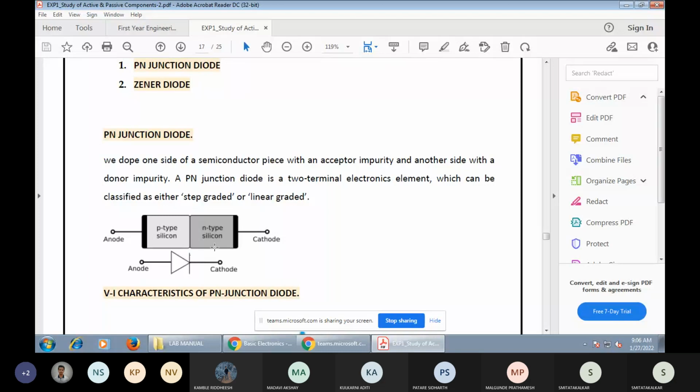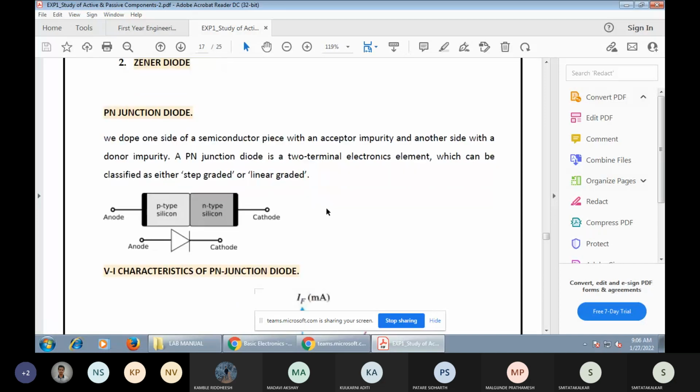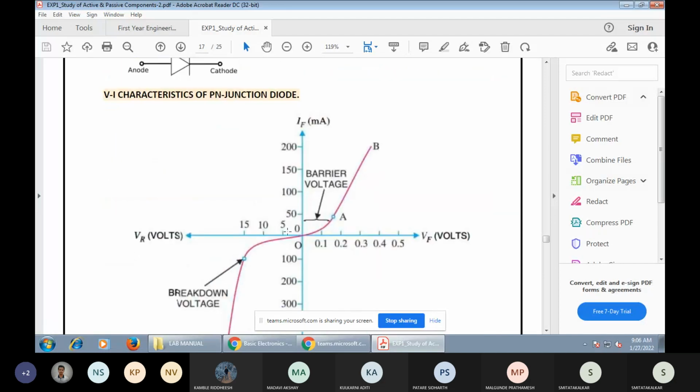Once the junction is formed, all the electrons and holes combine through recombination at the junction, and this builds up the barrier potential voltage: 0 volt, 0.1 volt, 0.2 volt, 0.3 volt. According to the barrier potential, 0.7 volt is required to conduct the diode, and after 0.7 volt the diode conducts.